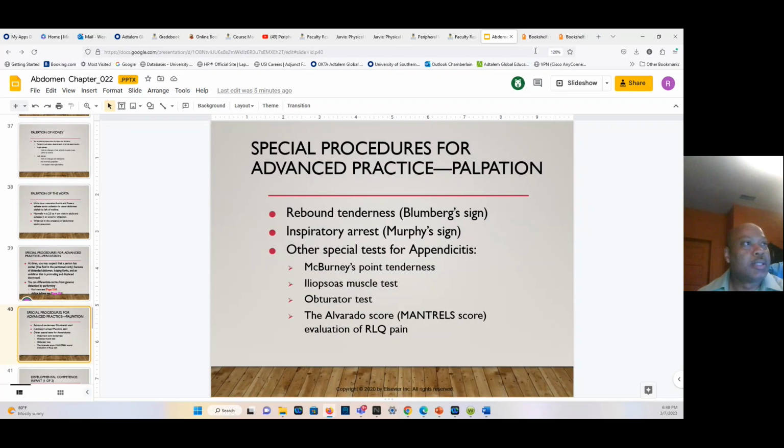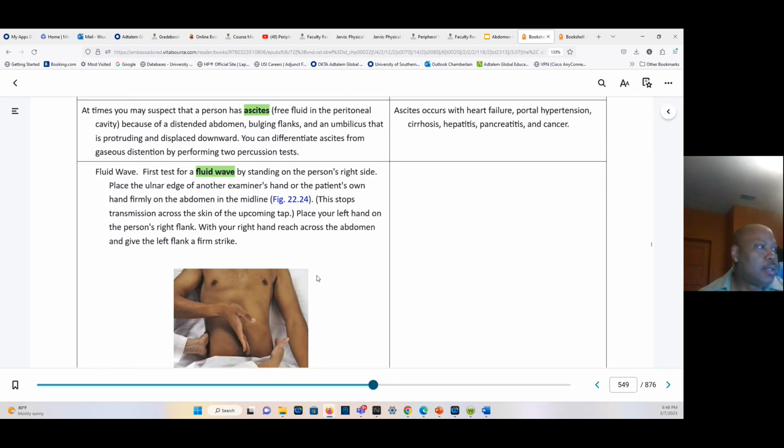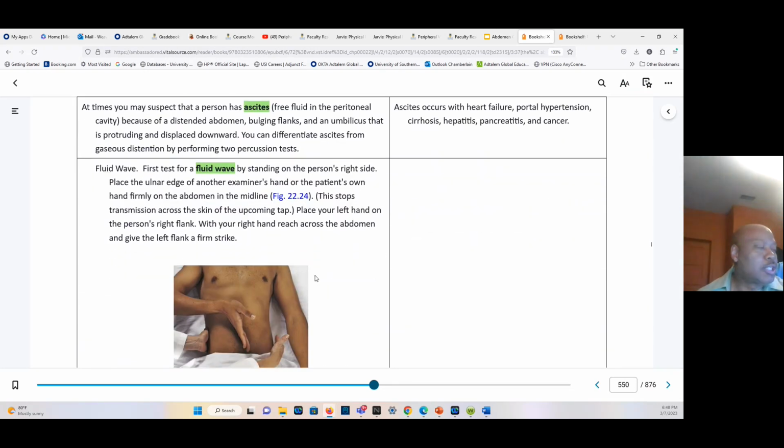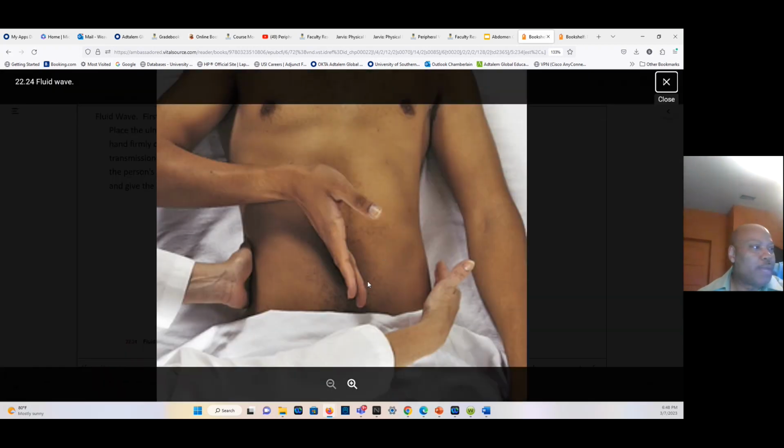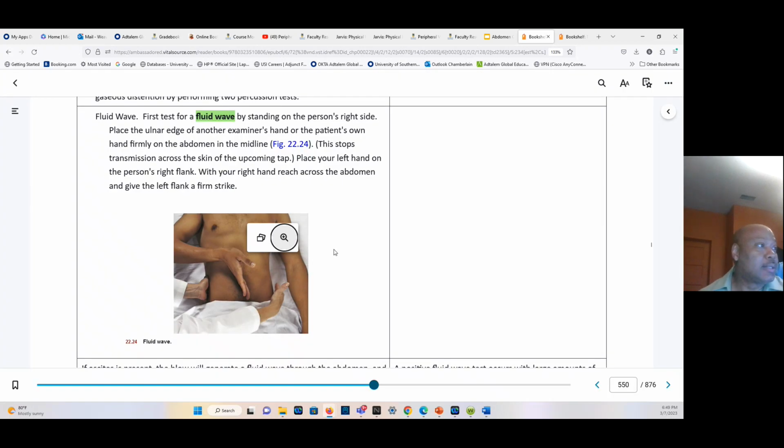Take a look at this when you get an opportunity. Actually, let me just go ahead and do that. So this is the fluid wave test here. That's the midline, and of course they tap both sides. What you're looking at is the abdomen and how the fluids are moving back and forth. That'll tell you that the patient has ascites. So do the fluid wave test first by standing on the person's right side.